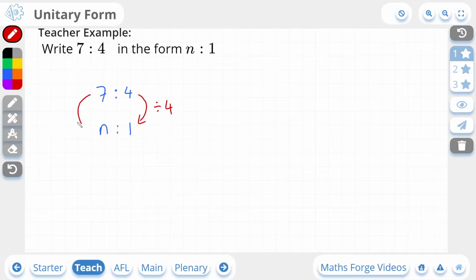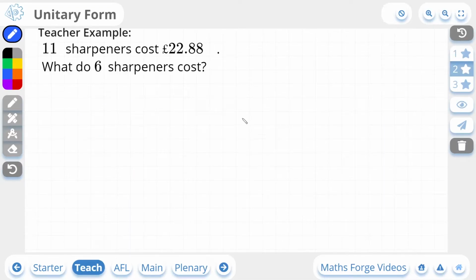And we have to do the same to the 7 to find out what this n is equal to. 7 divided by 4 gives us 1.75. And so therefore, the ratio is 1.75 to 1. And if we check our answer, there it is. Now let's do a two-star example.